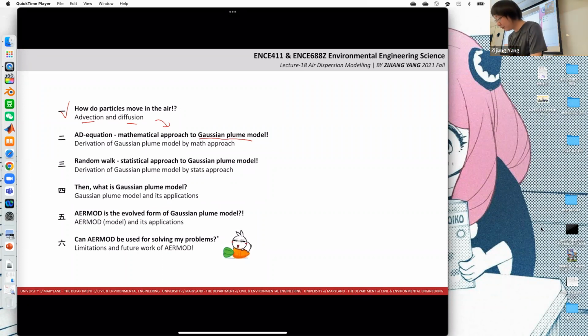But here I would like to introduce two methods. The first one is a mathematical approach. The second one is a statistical approach. And then I will talk more about the Gaussian plume model. The Gaussian plume model is relatively simple, so we have some more advanced models. I want to introduce a more advanced model, which is based on this Gaussian plume model. And finally, if we have time, we can have some discussion about the limitations or some future work for this model.